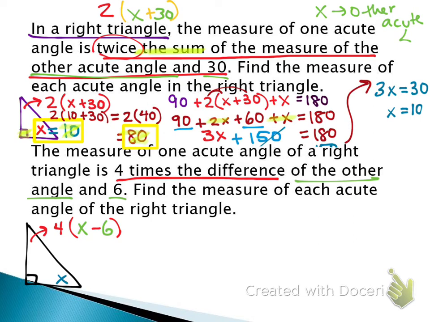We'll add up our 3 angles. So we got 90 plus x plus 4 times x minus 6 equals 180.